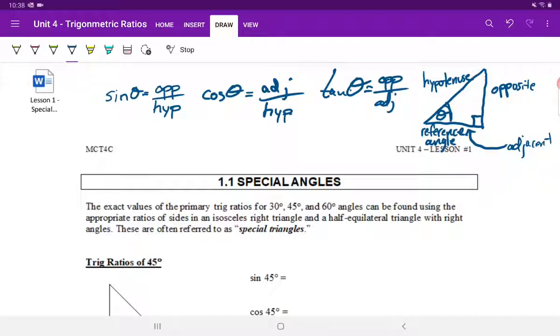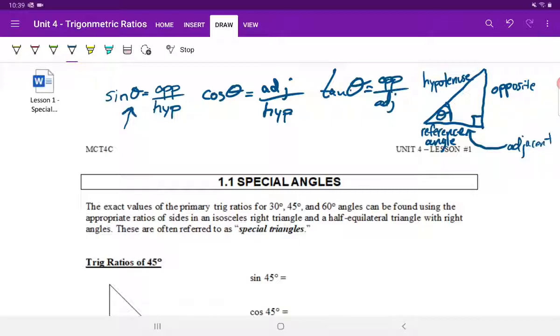So we have this knowledge that, for example, the angle is 30 degrees, so we're trying to find the sine of 30. What that means is that, for a 30-degree reference angle, we're trying to find what the ratio of the opposite to the hypotenuse sides is. That's all that's saying. When we say the sine of 30, we're just trying to find what the ratio is for a 30-degree reference angle for the opposite to the hypotenuse. So, the ratio.